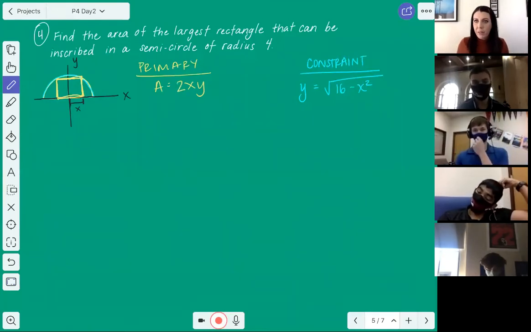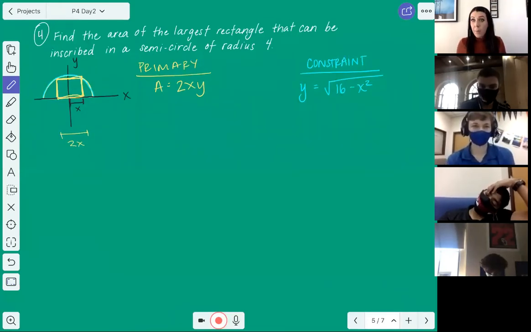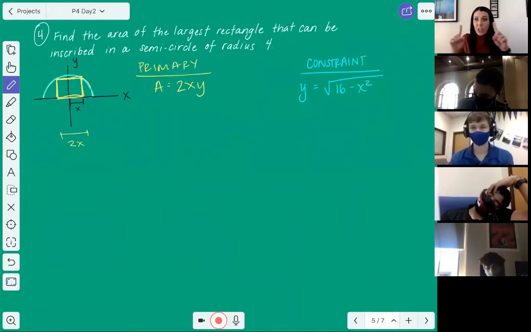Perfect. And that's exactly right. So the base is actually 2x, right? Because for that rectangle centered at the origin, x is only going to be the distance from the origin out. And so I want the entire distance. So I want 2x. So that's going to be my primary equation.